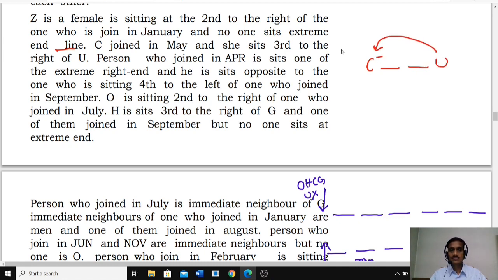She is a female. Then, whoever is placed, we have to check from you each time. She sits third to the right of you. Each time we have to check our statement. The person who joined in May, she is a female, sits third to the right of you. So tell me how many possibilities we have.